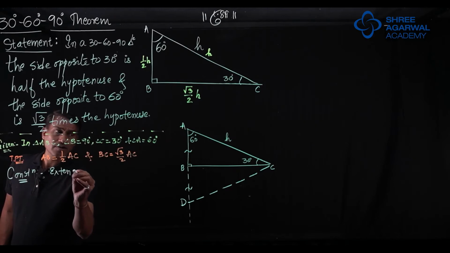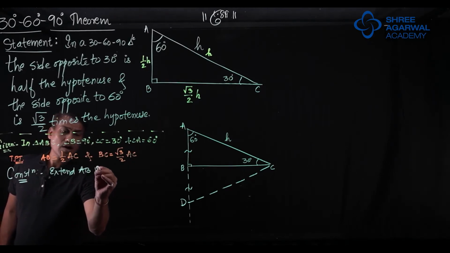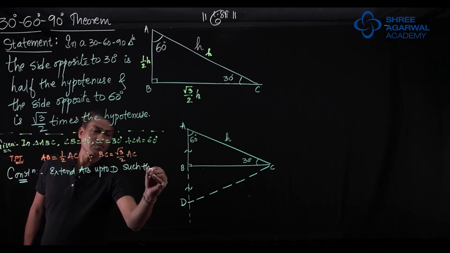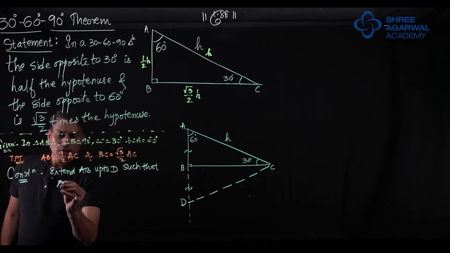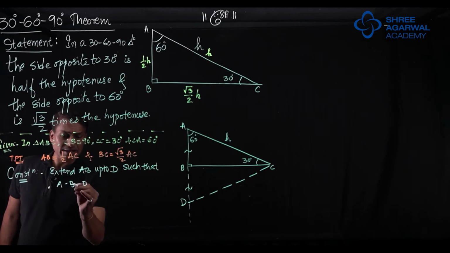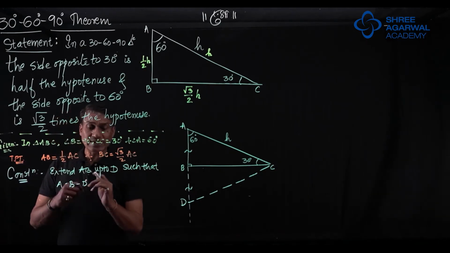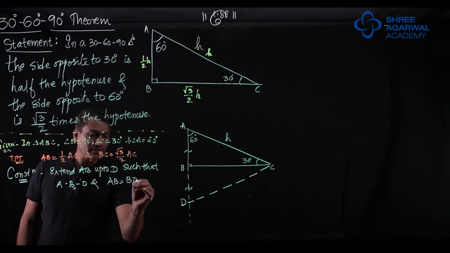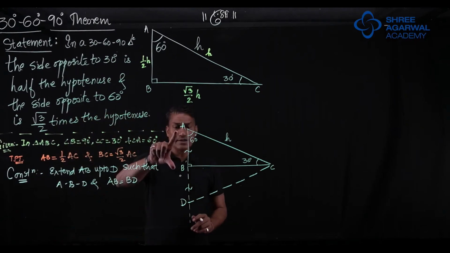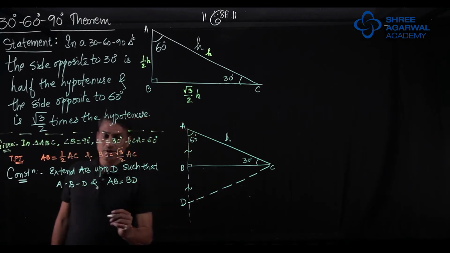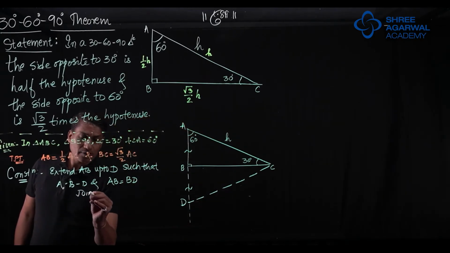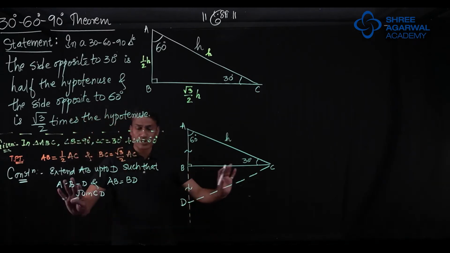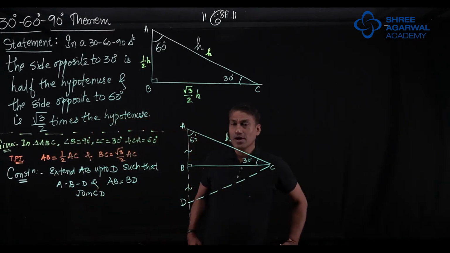Extend AB up to D such that A-B-D, you know this is called betweenness, and AB is equal to BD. Join CD. Okay sir, construction is over.